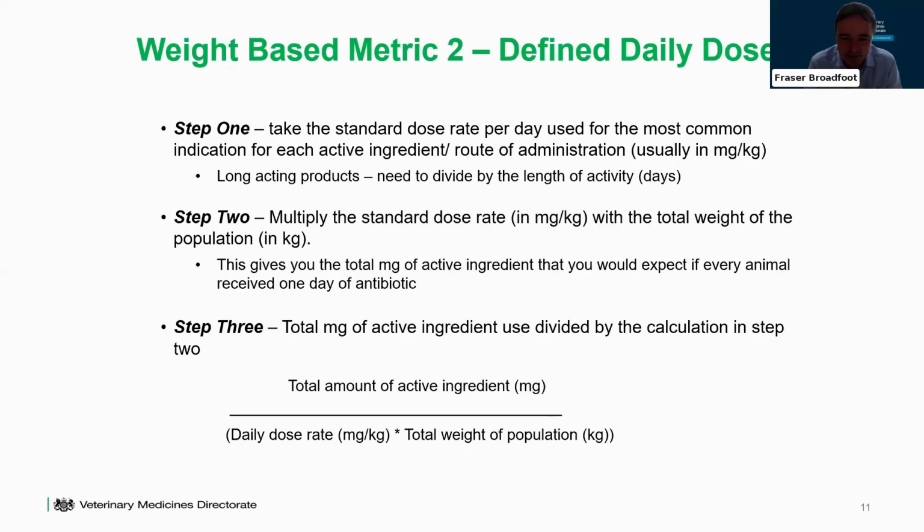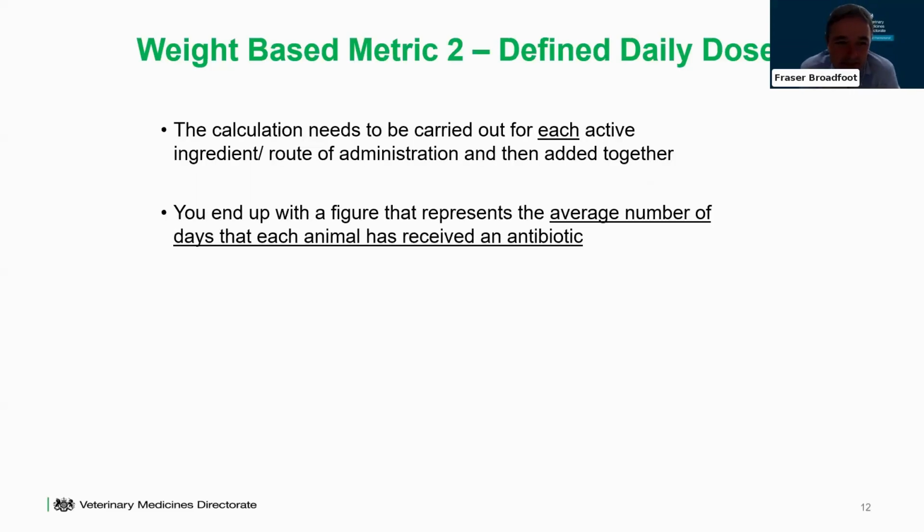So I've mentioned that the bottom calculation gives you the number of milligrams if they'd received 1 day. And so if you end up with a daily dose figure of 1, then that means exactly that. It means that on average, each animal has received 1 day of antibiotic. If you get a figure of 2, then it means that each animal on average has received 2 days of antibiotics. In reality, not every animal will have received an antibiotic, but the idea is that this is just an indication of how many days the animals have received an antibiotic, rather than the amount of active ingredient. So you need to carry out this calculation for every active ingredient, every route of administration, and then you add that together.